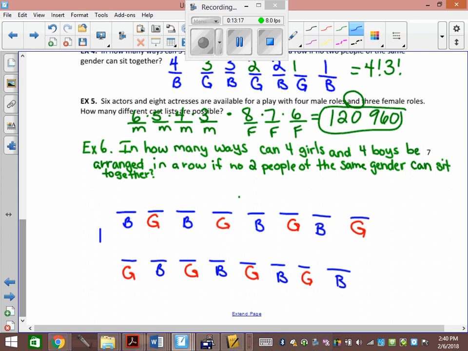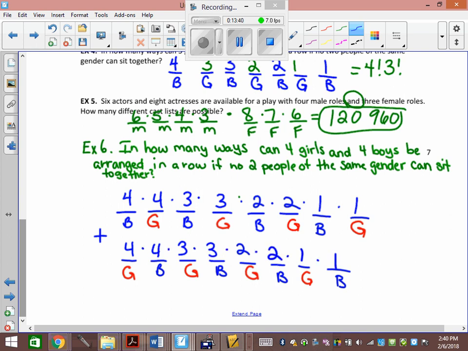You have this case or this case, so you could add them. Or you could say, hey, I know that they're going to equal the same amount, so I could just times it by 2. So 4, 3, 2, 1. 4, 3, 2, 1. So it'd be 4 factorial times 2, which I don't know what that is.